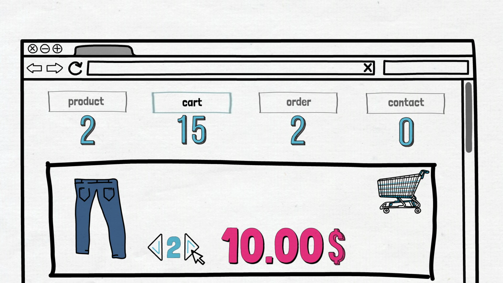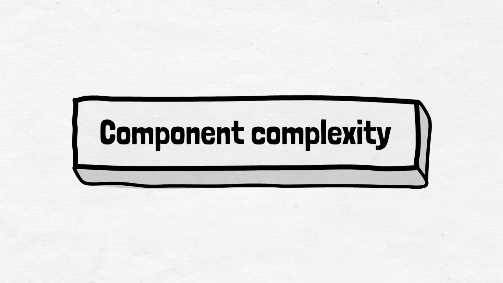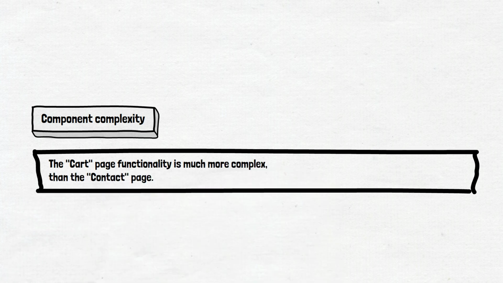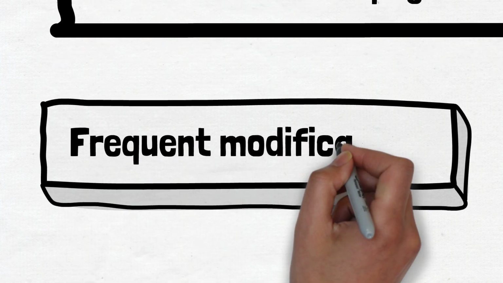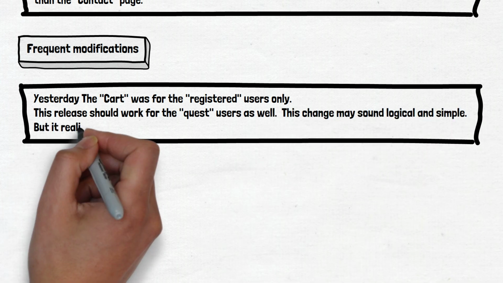Let's talk theoretically now. So one of the questions you might have is, why is it happening? To be honest, it's not critical to know why, enough to know that it is true. But we as testers are mostly the curious kind, so we'll provide a couple of reasons. Component complexity. The cart page functionality is much more complex than the contact page. Frequent modifications. Yesterday, the cart was for the registered users only. This release should work for the guest users as well.